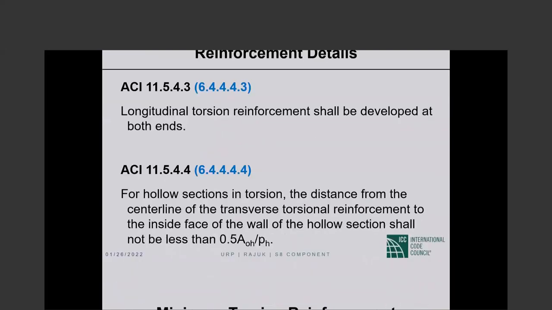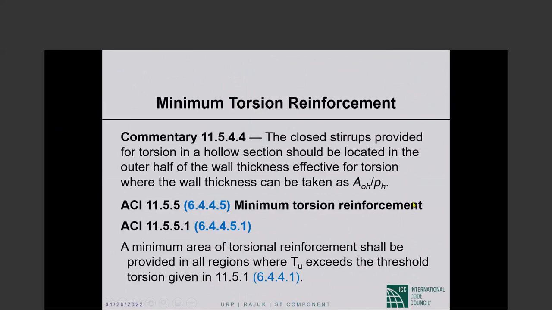There is a commentary to that which is more understandable. The closed stirrups provided for torsion in a hollow section should be located in the outer half of the wall thickness, effective for torsion, where the wall thickness can be taken as A sub 0 H over P sub H. That's what we are trying to do. Closed stirrups provided for torsion in a hollow section should be located in the outer half of the wall thickness, effective for torsion. Minimum torsional reinforcement.